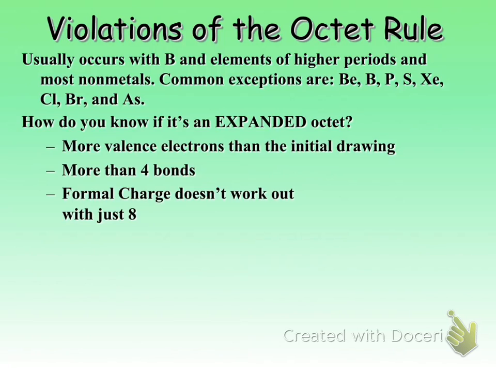All right, last slide. Here's kind of a synopsis of violations to the octet rule. Write this down. You might want to write some of these guys on note cards to study them, and you might have to commit some to memory. Violations to the octet rule usually occur with boron and elements of higher periods in most nonmetals. Common exceptions to the octet rule are the following: beryllium, boron, phosphorus, sulfur, xenon, chlorine, bromine, and arsenic.